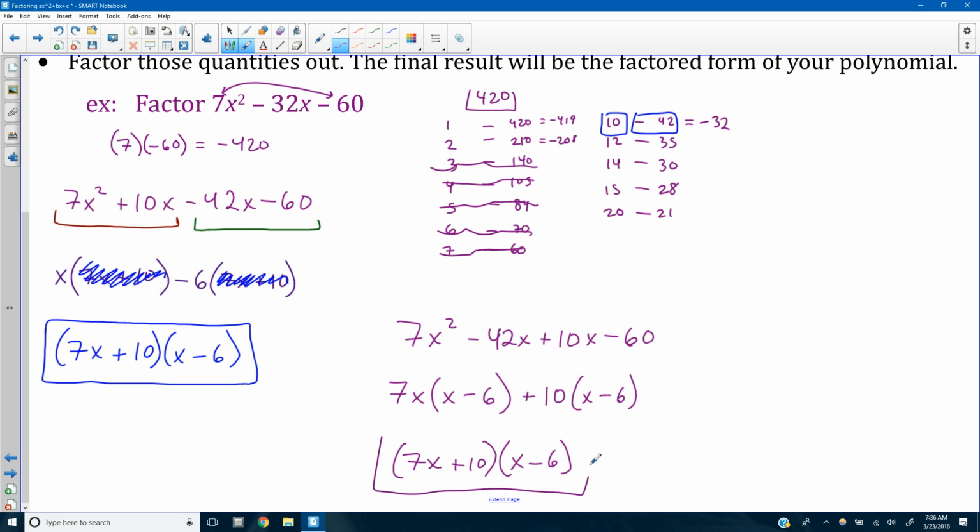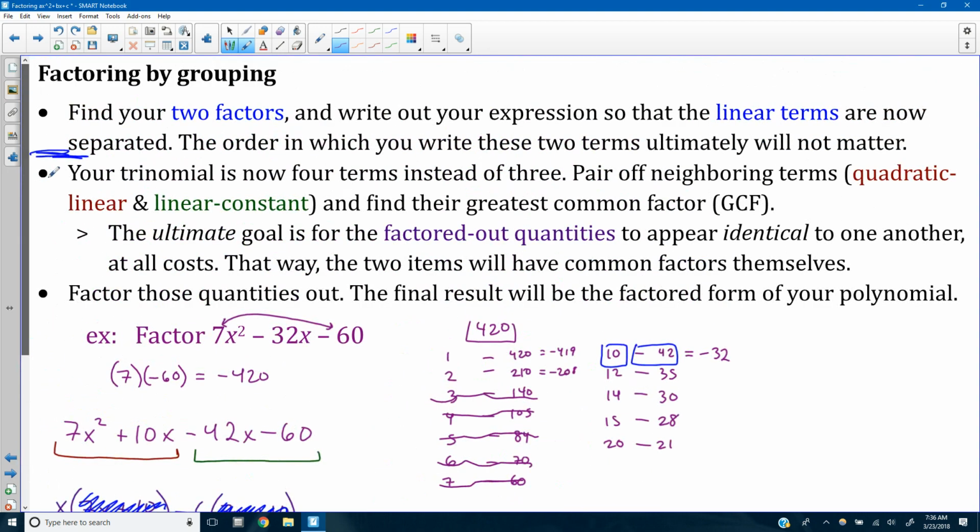And you can see how these ones match. I tend to write the larger number first with these. Plus they match. But that'll be your final answer: 7x plus 10 times x minus 6. And there we go. We're set to jet. That's it. So that's how you factor by grouping.